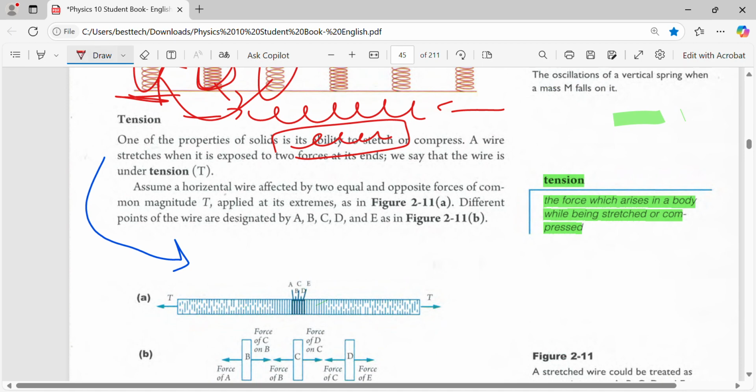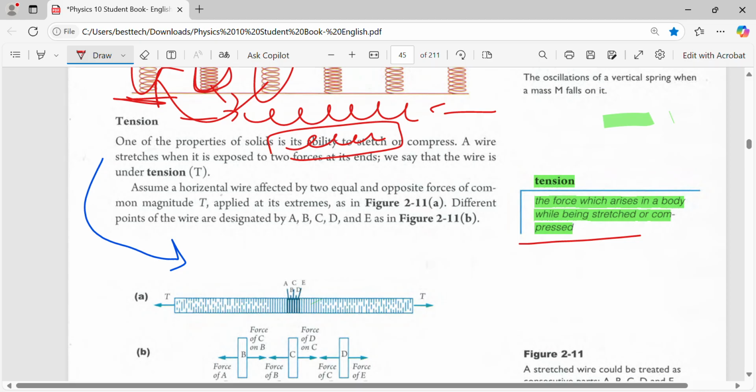Guys, we have another type. It's called tension. In the solid state of matter, the force is always called tension. In this topic from now on, if you have a force, this force is called tension. So you have two types of tension: one by stretching and the other by compressing.